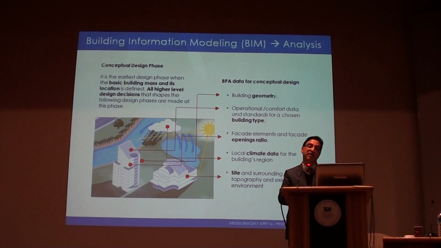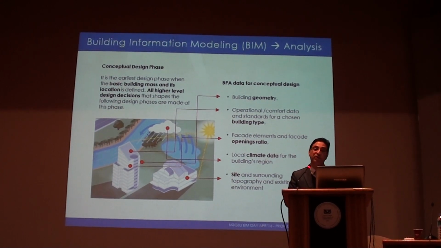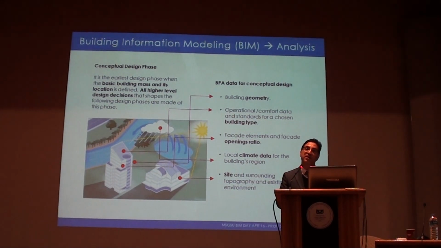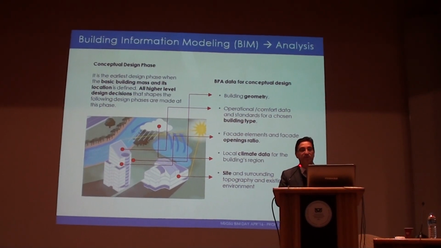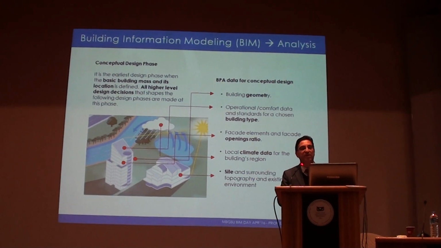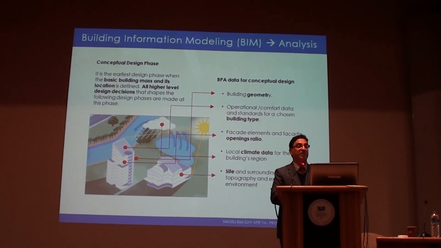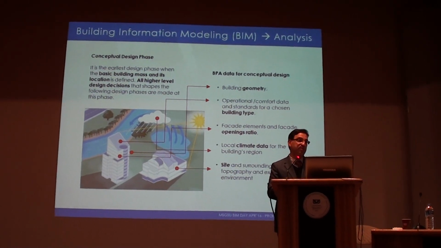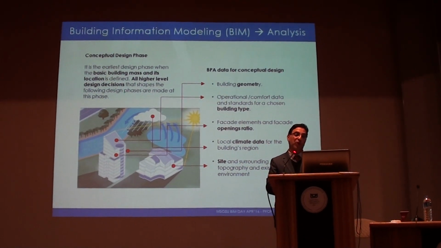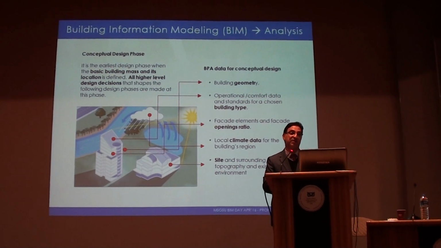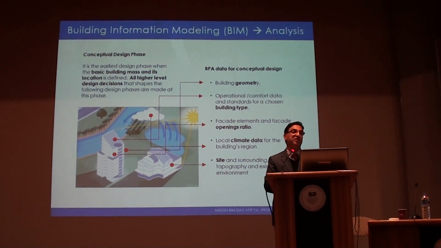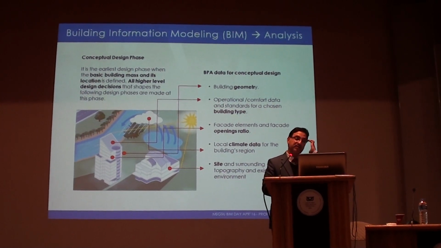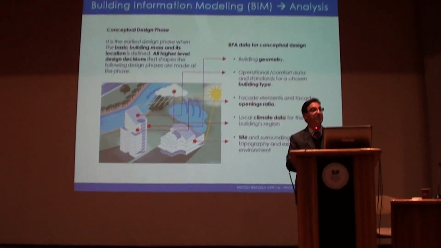In order to create a building model to be used for performance analysis, we need certain types of information. We need to have building geometry at least. It is supposed to be three-dimensional. And of course we have to know what building type we are working with, because comfort data or standards change from one building type to another.